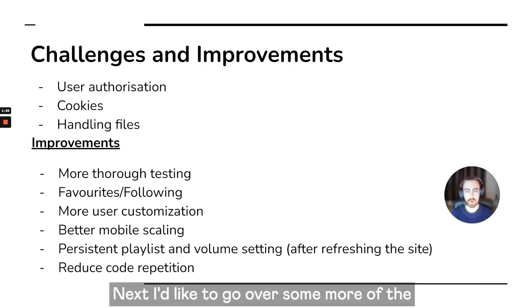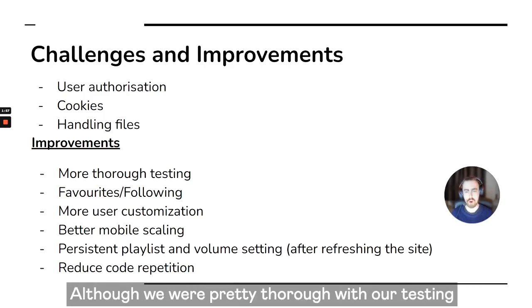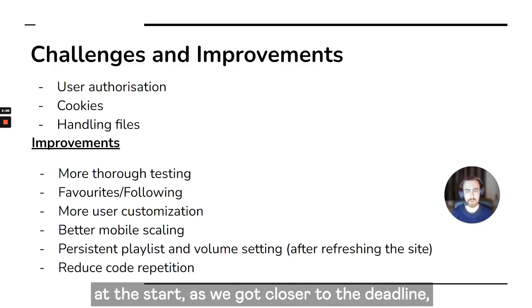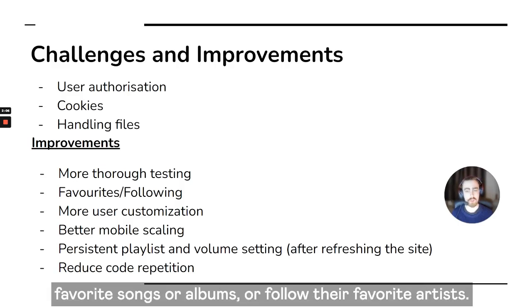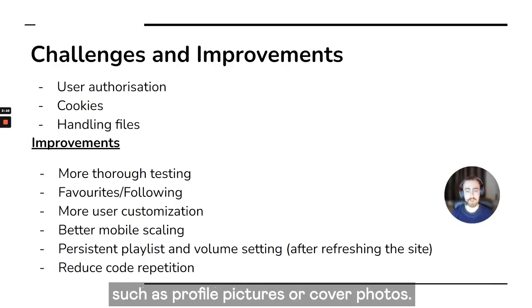Next, I'd like to go over some more of the ideas we had for improvements to the app. Although we were pretty thorough with our testing at the start, as we got closer to the deadline, we definitely became more lax in that regard. I would like to add a favoriting system so a user could like their favorite songs or albums or follow their favorite artists. I'd like to add more user customization such as profile pictures or cover photos.